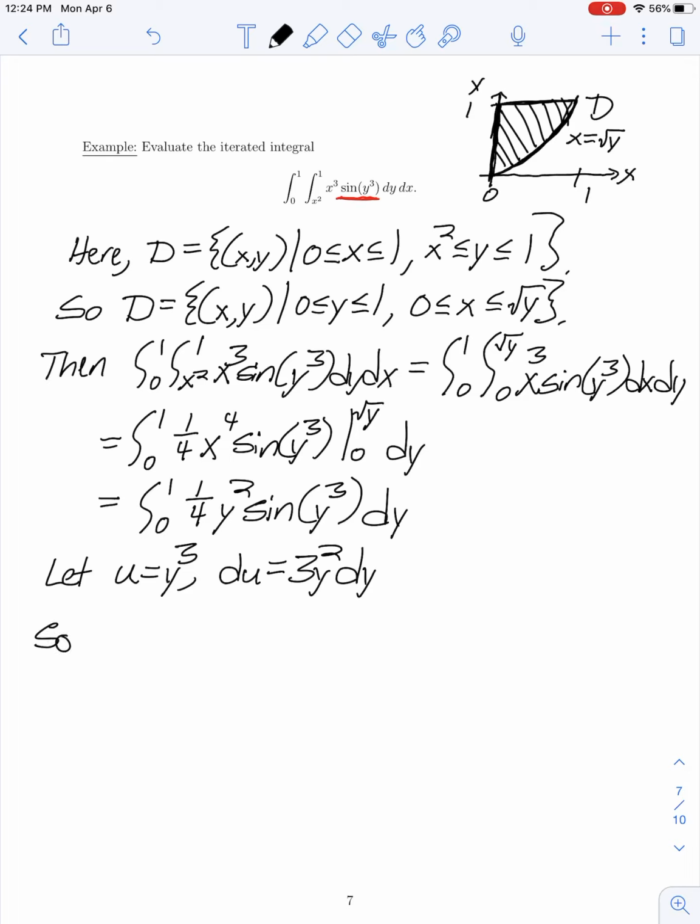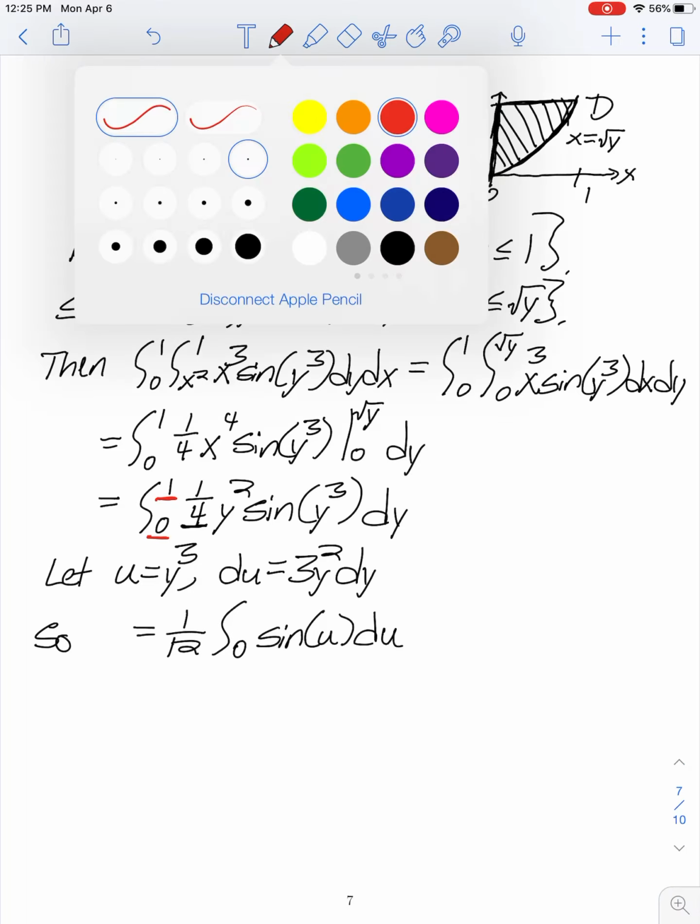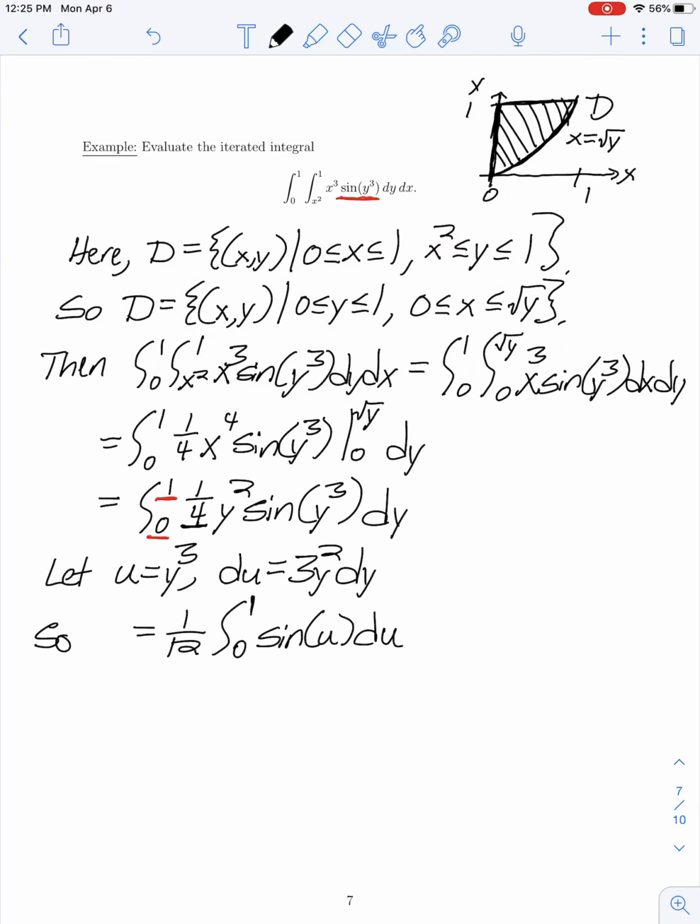So our integral is then, let's see, we had a 1/4, and our y squared dy is going to be 1/3 of du, so we have 1/12 the integral of sine of u du. And again, let's change our y values to u values. So here, when y is equal to 0, u, which is y cubed, is also 0. And when y is equal to 1, u, which is y cubed, would be 1.